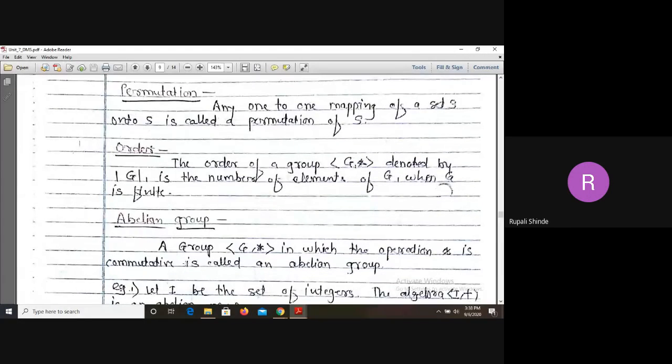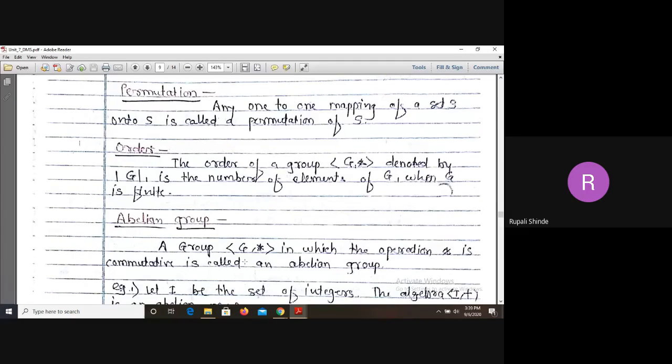Next definition, that is for abelian group. A group G, star, in which operation star is commutative is called an abelian group. So again, this abelian group is a group, and if that group is satisfying commutative property, then that group is called an abelian group.